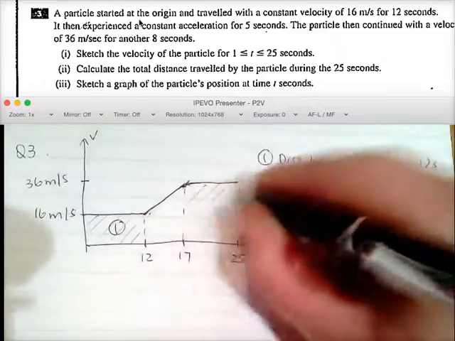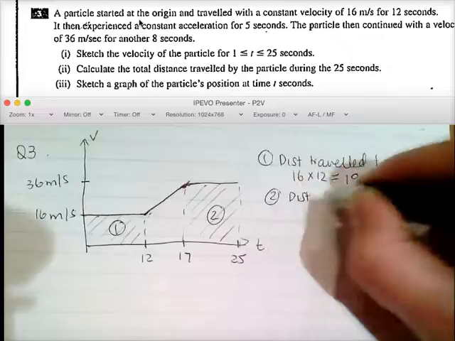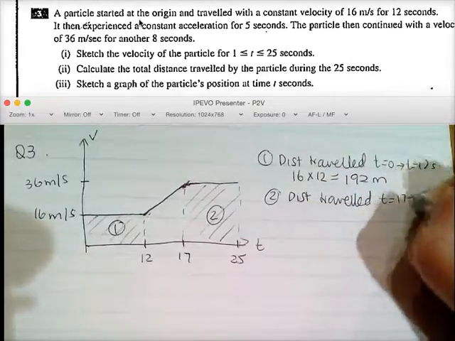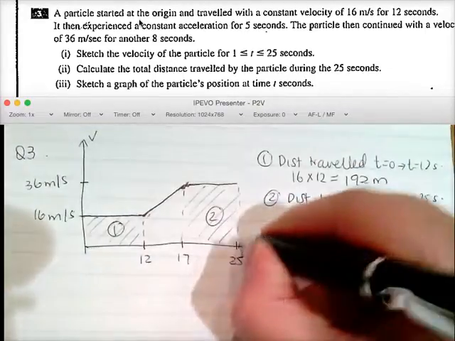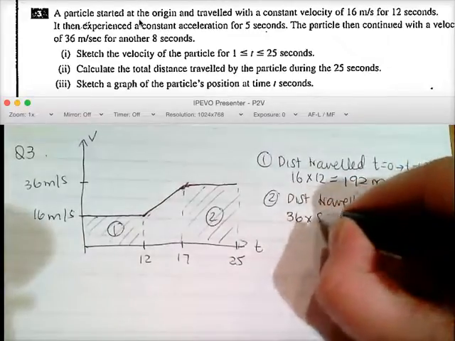Let's just do this part here, part 2. The distance travelled from time 17 to 25 seconds. Well, this length here is 8 and that's 36, so it's 36 times 8.